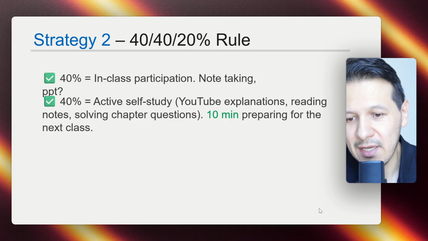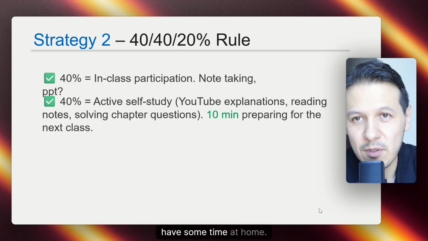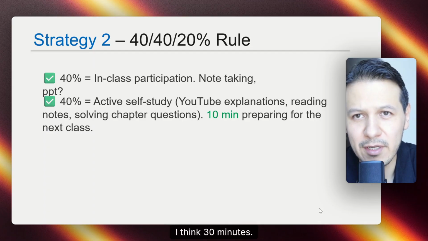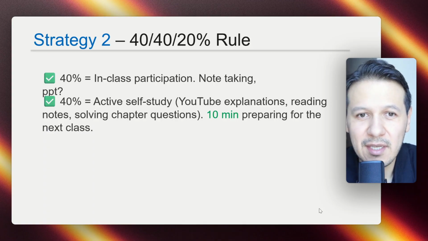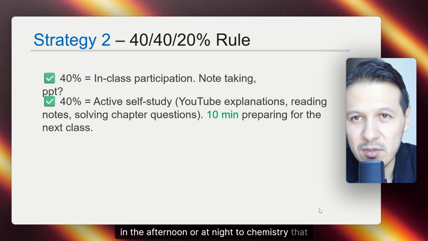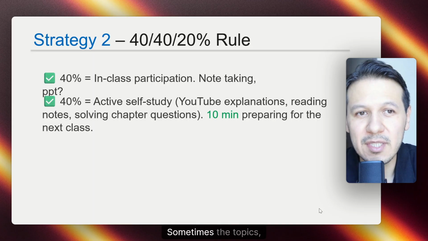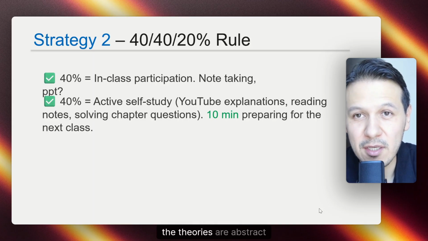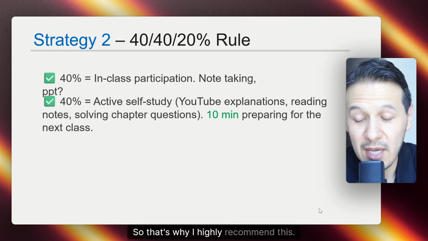40% active self-study. So you need to have some time at home. I don't say 2 hours, 1 hour. I think 30 minutes. I tell my students that by dedicating 20 minutes in the afternoon or at night to chemistry, that will consolidate very effectively the topics that you've learned. Sometimes the topics, the theories are abstract and they are very easy to forget. So that's why I highly recommend this.